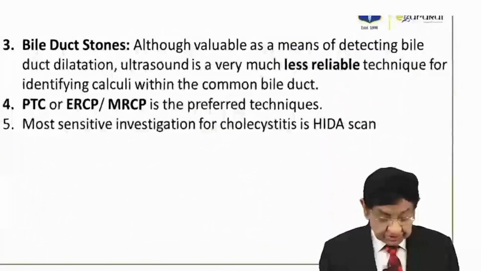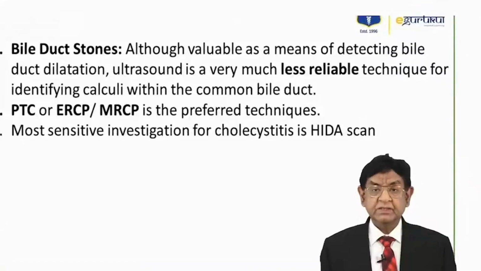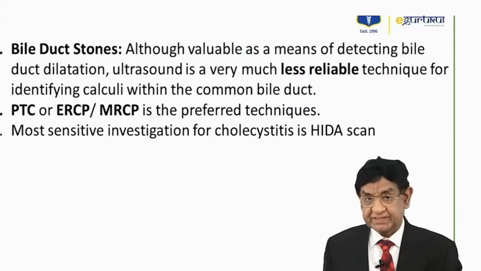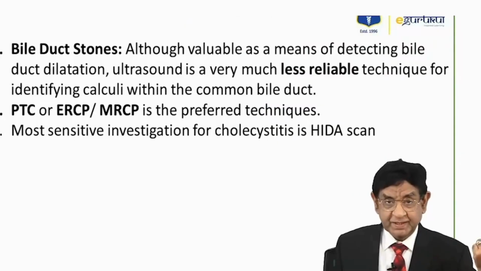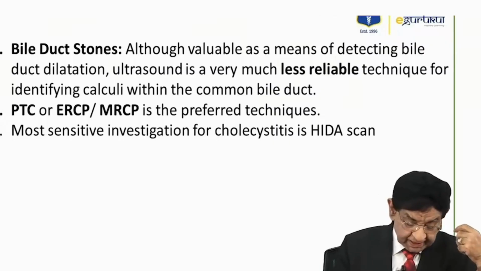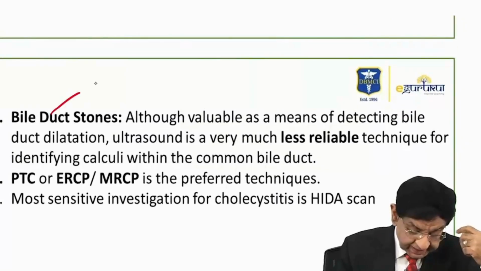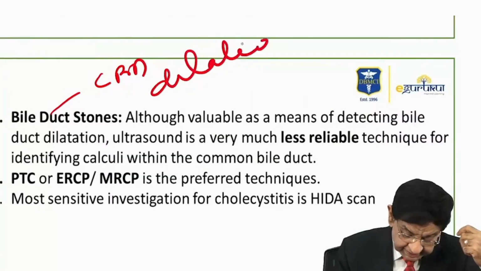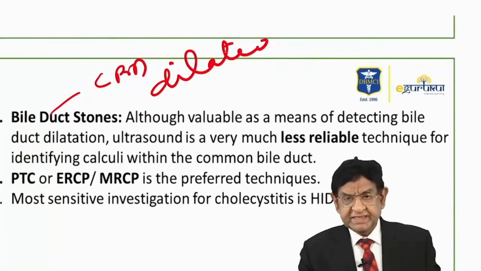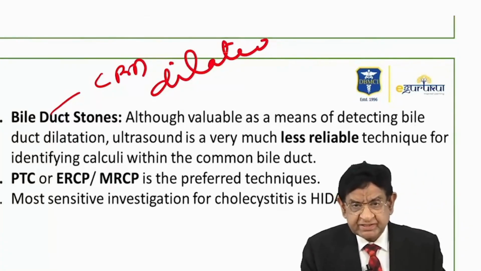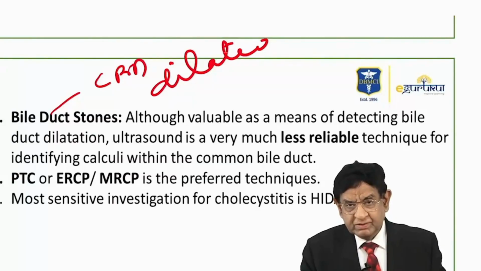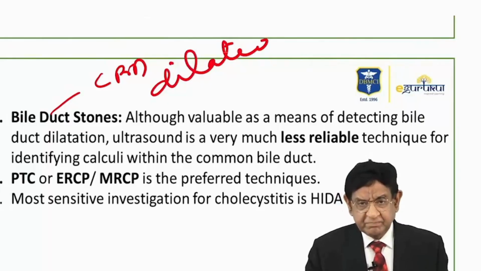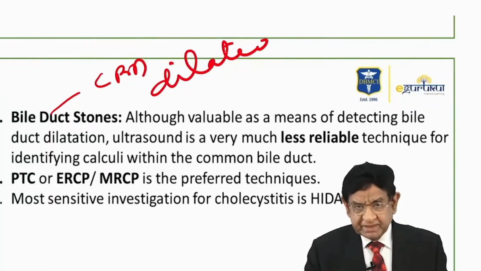Bile duct stones can be seen by sonography but not as well as we see the stones in the gallbladder. But what we can see is the common bile duct dilated. That is much more easily picked up, and they can even measure the size of the common bile duct also. The stone may or may not be picked up by the ultrasound, but bile duct dilation again indicates that perhaps we are dealing with a stone.